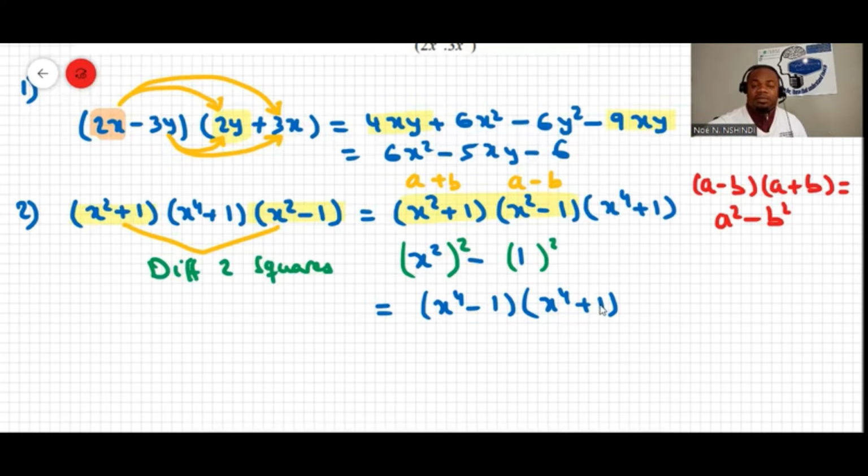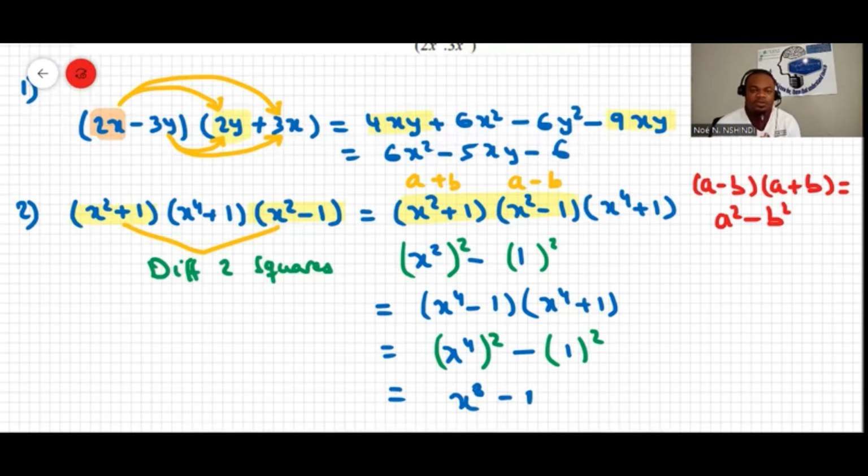Notice we have another difference of two squares here, a product that leads to a difference of two squares. So we do the same thing. This will be equal to x to the power of 4 to the power of 2, minus 1 also to the power of 2. And this makes x to the power of 8 minus 1. You see how simple it was to calculate this?